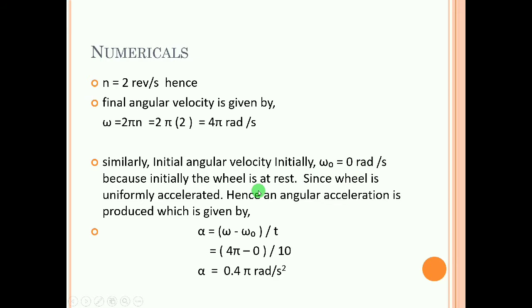Similarly, the angular acceleration alpha will be omega minus omega 0 divided by t, that is, final angular velocity minus initial angular velocity divided by the time interval. The final value of omega we already calculated is 4 pi. So 4 pi minus 0 divided by 10 gives 0.4 pi radian per second square.